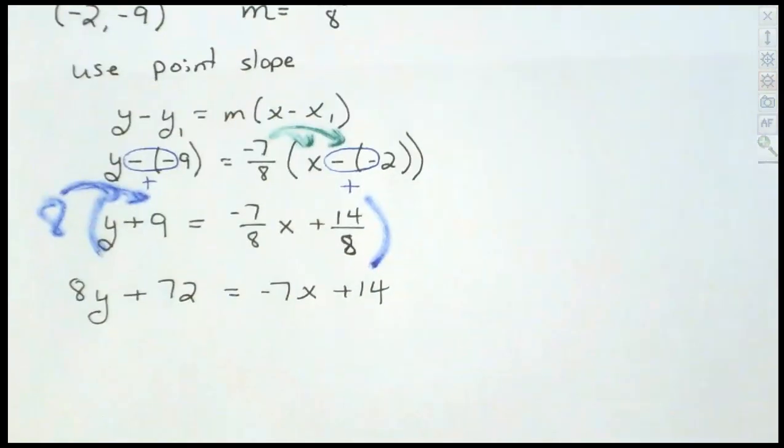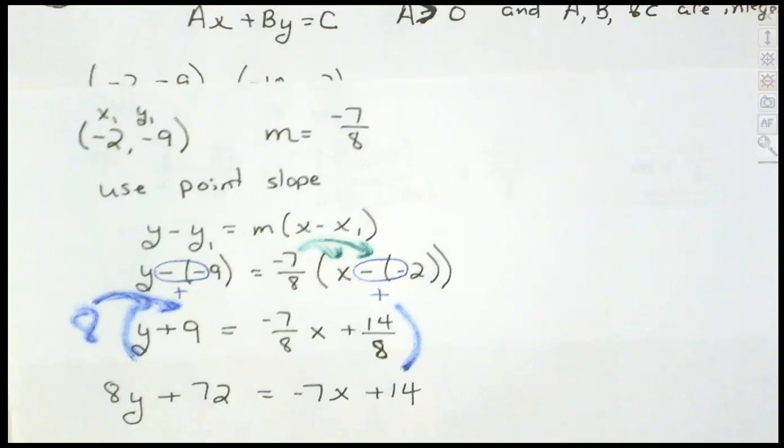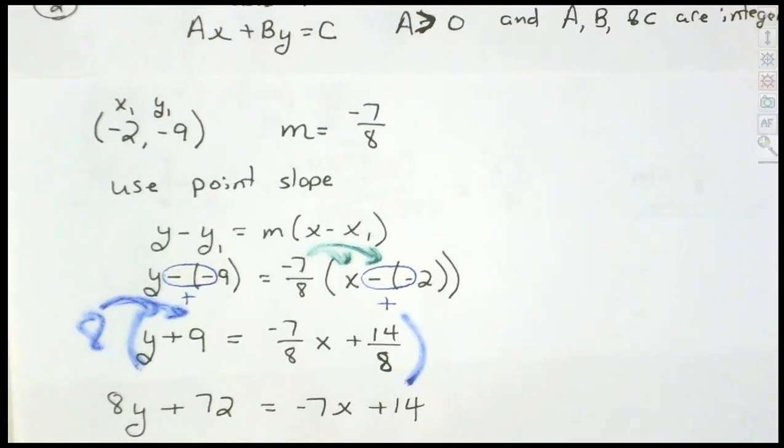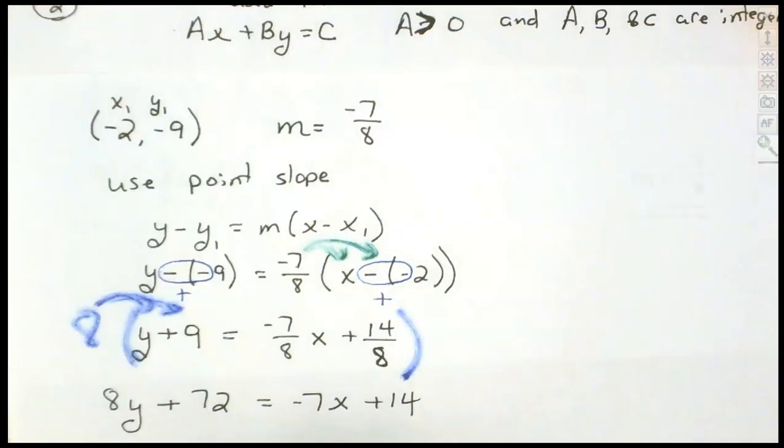Now we want it in standard form. So let's go back and make sure we know what standard form looks like. If we go back up here, it needs to look like this, standard form. And so what do we know? Standard form, the x and the y are on the left-hand side. X goes first, followed by the y.